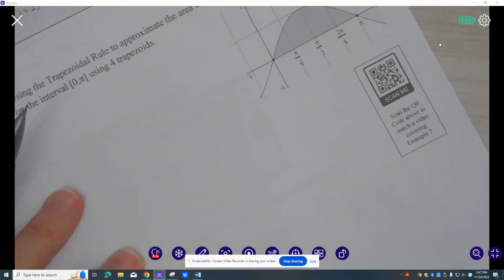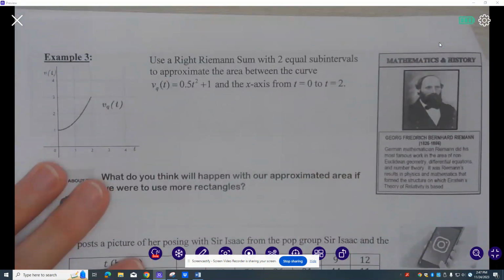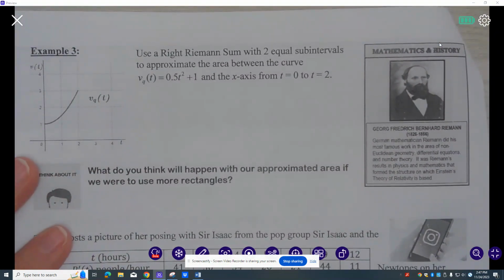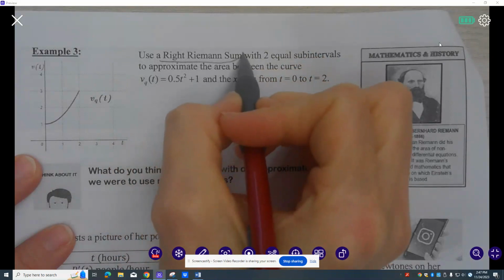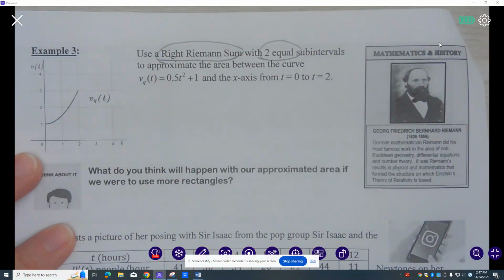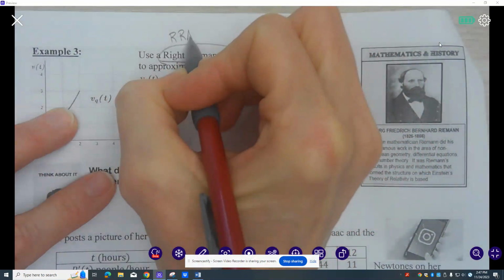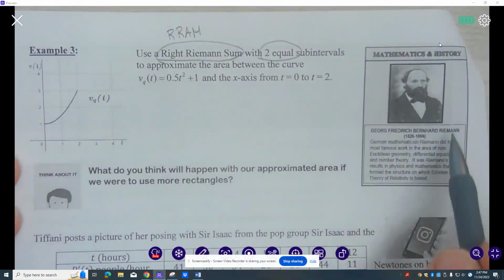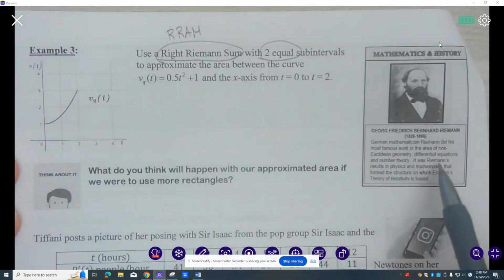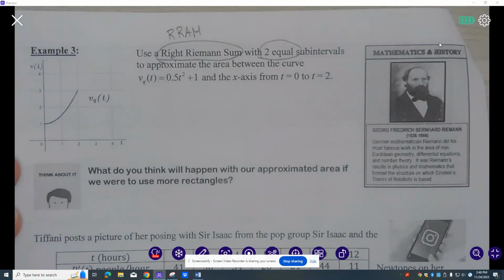All right, one more for this video, and then we'll probably do the rest of this lesson in class. So example 3 says use a right Riemann sum with 2 subintervals. So again, 2 rectangles. This is a RAM, and this tells you about where this name came from. These Riemann sums came from this dude, George Frederick Bernard Riemann. You can read about that if you want.